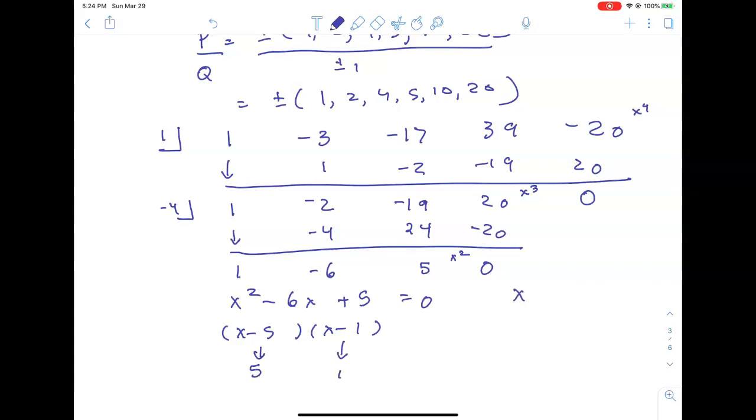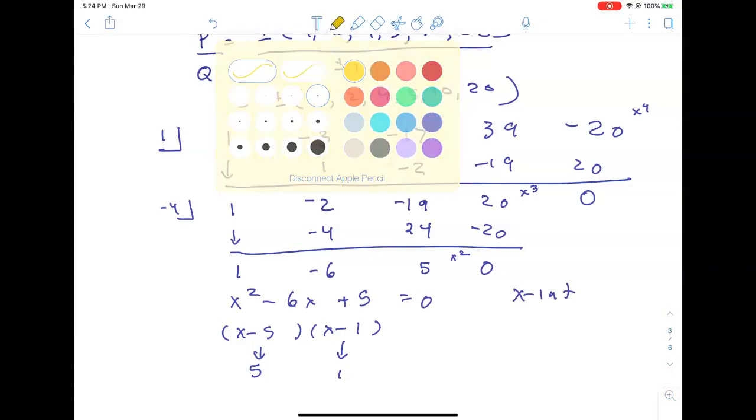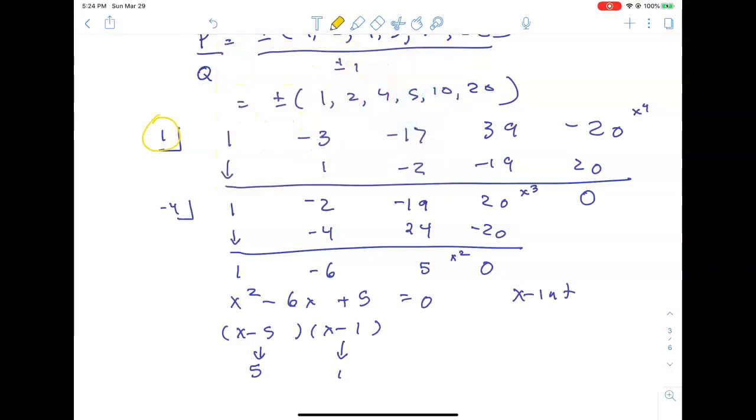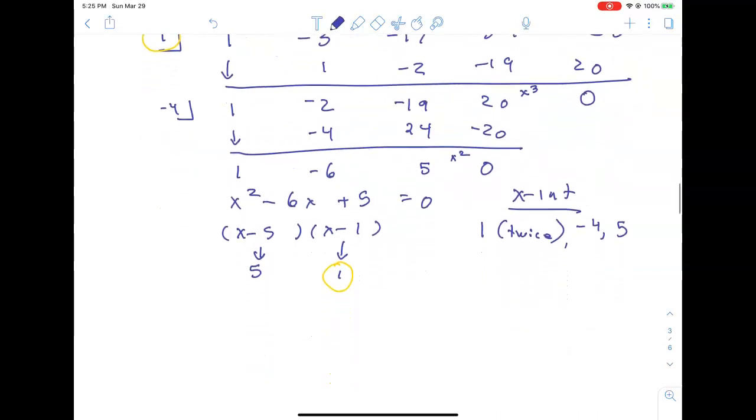So what are my x-intercepts? Here's what I want you to notice. We got an x-intercept of 1 the very first time, and then in the factoring, I also got 1 again. All right, so our x-intercept is 1, which happened twice, negative 4, and 5.